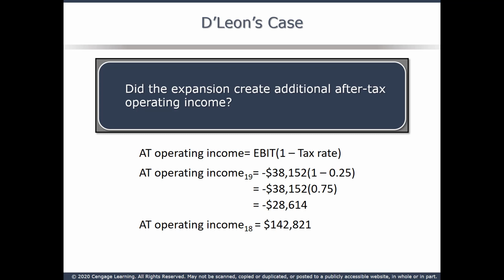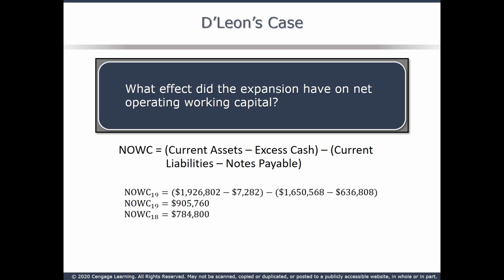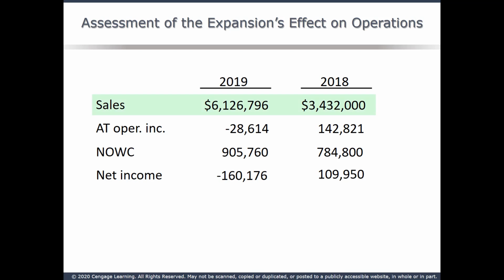De Leon's after-tax operating income swung from a positive $142,821 in 2018 to a negative $28,600 in 2019. Remember our defined definition of net operating working capital. De Leon's net operating working capital increased by $120,000 from 2018 to 2019, driven by increases basically in all the components. Recapping, sales increased by 78.5%.